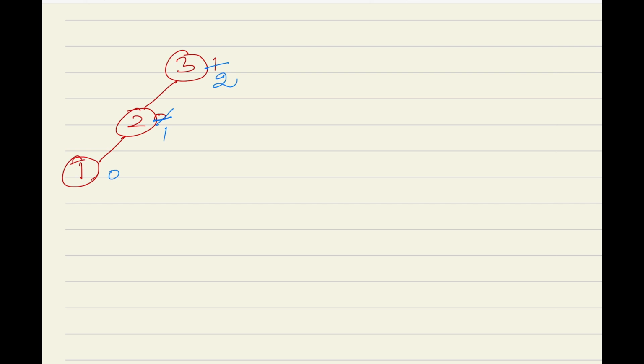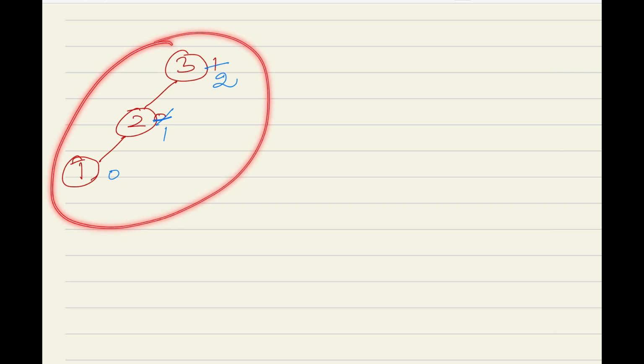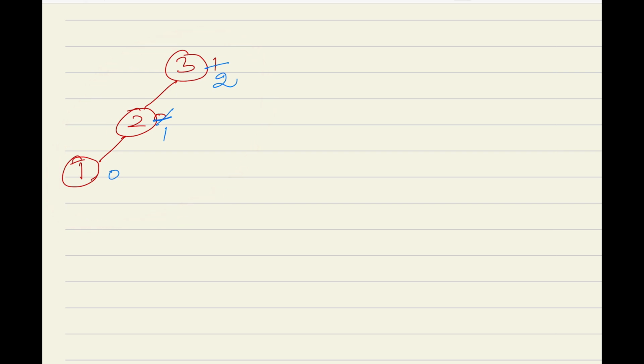So here you can observe the balance factor of 3 is 2, so that is not allowed in the AVL tree. So for this we have to rebalance this tree by applying some rotation. Which one is the critical node? The critical node is 3 because its balance factor is 2. Now from 3, the critical node, move towards the newly inserted node. So this is the path.